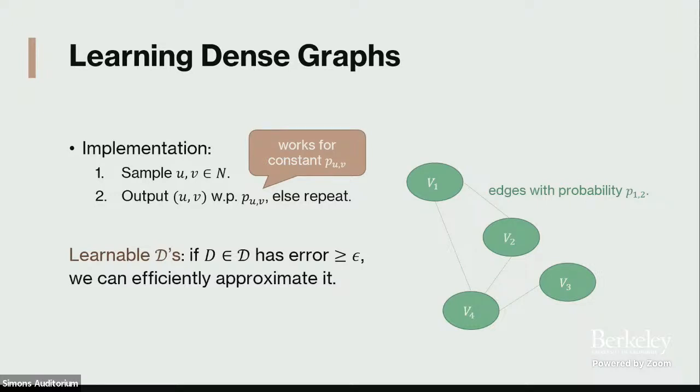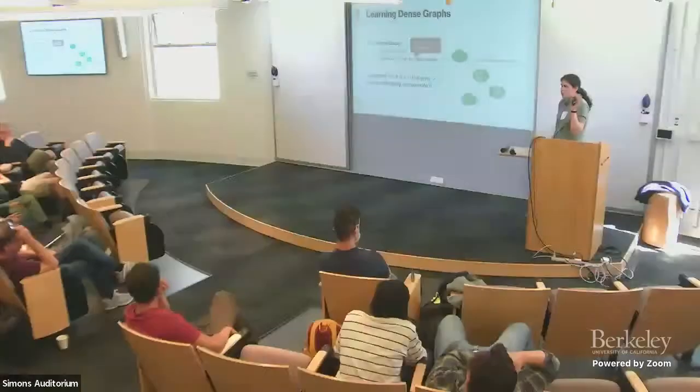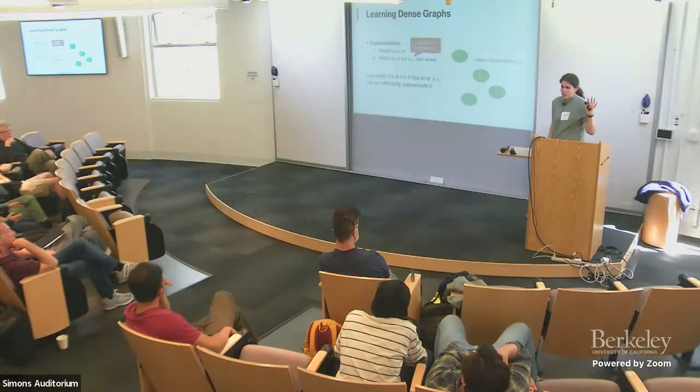And when you say sample U and V here, you mean this sample completely at random, or? No, these are completely two random vertices. And PUV is the P of the cluster. Yes, of the cluster that U is in and the cluster that V belongs to.